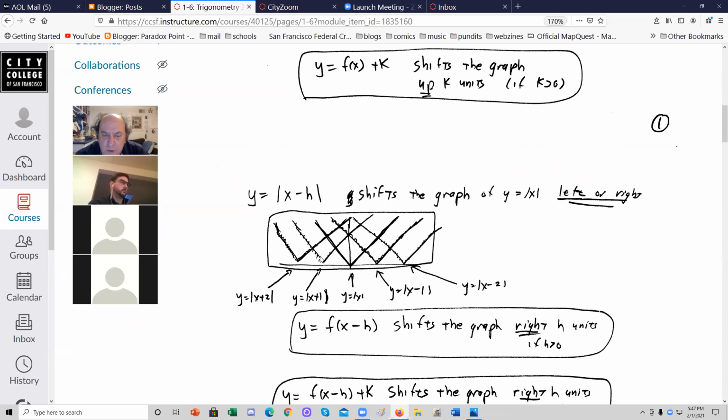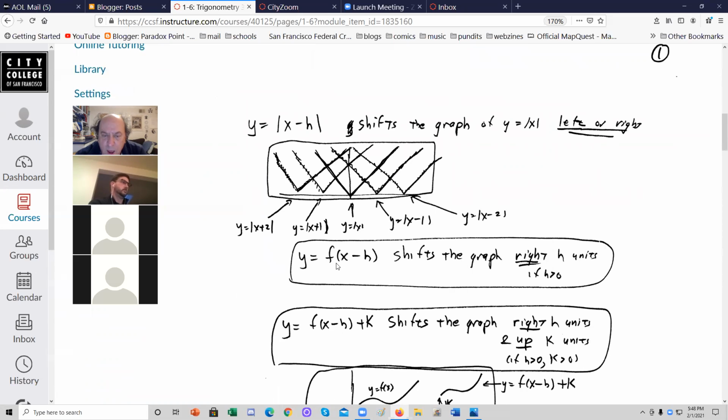Here's the y equals absolute value of x plus 1 graph. Now this plus 1 advances it by a unit, so it's shifted 1 unit to the left. Y equals absolute value of x plus 2 shifts the graph 2 units to the left. In general, y equals f of x minus h shifts the graph right h units if h is positive, left if it's negative.